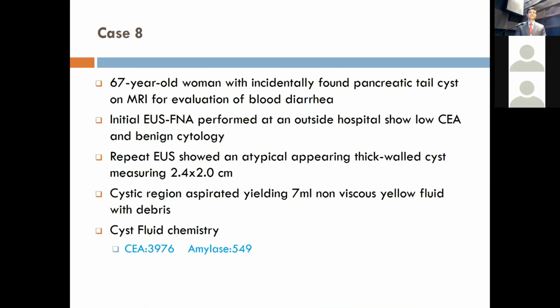So our next case is a 67-year-old woman with incidentally found pancreatic tail mass. Initial FNA performed at an outside hospital showed low CEA and benign cytology. The patient was referred here where repeat EUS was performed that showed an atypical appearing thick-walled cyst measuring 2.4 centimeter in greatest dimension. There was a cystic region that was aspirated, and the cyst fluid chemistry showed a very high level of CEA of almost 4,000.